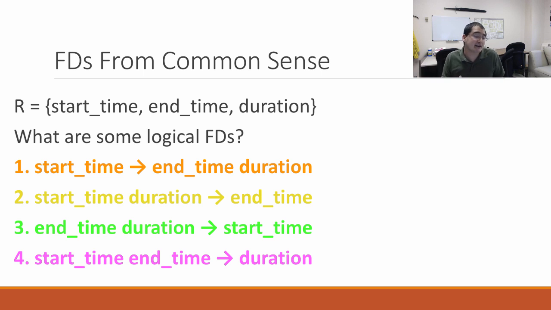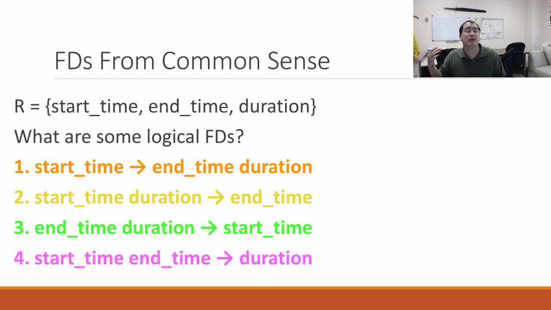If I give you the end time and the duration, you could also do the math and figure out what the start time should be. And if I give you the start time and the end time, you can also tell me the duration. So answers 2, 3, and 4 are all functional dependencies that are really logical functional dependencies. They must be the case. However, the first one is not.